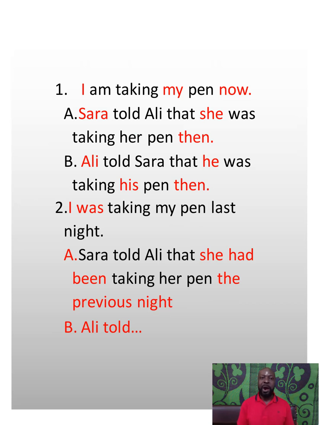Good. Now it is time for practice. B, you are going to begin the sentence with told. Pause the video, go to the WhatsApp group and type your answer. I'm waiting for the answers to comment. Pause the video now. Go to the WhatsApp group, type the answer for B and send. Good.